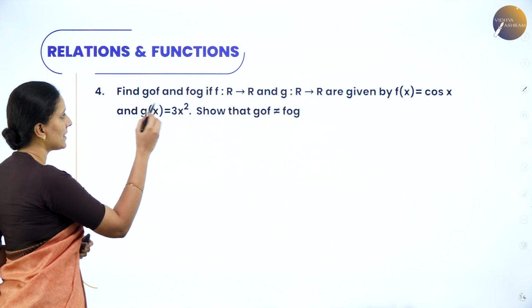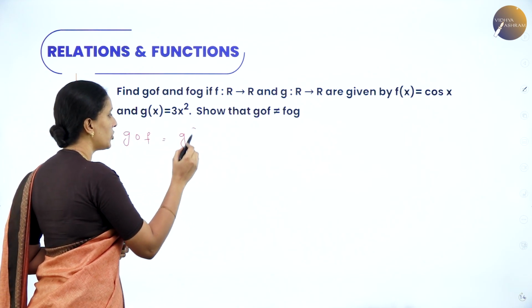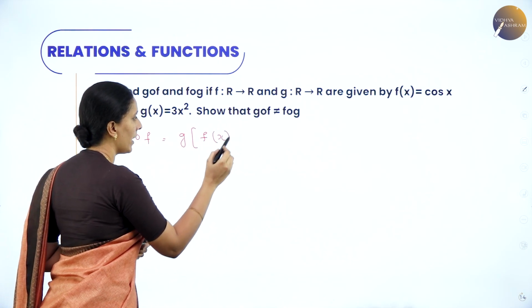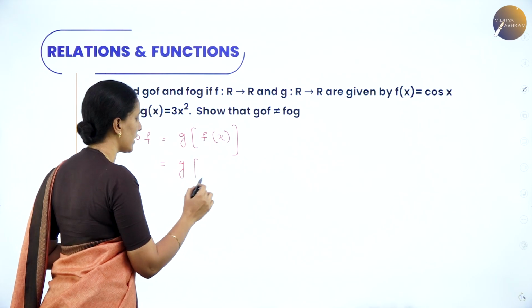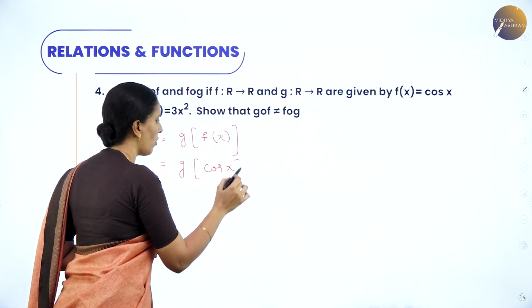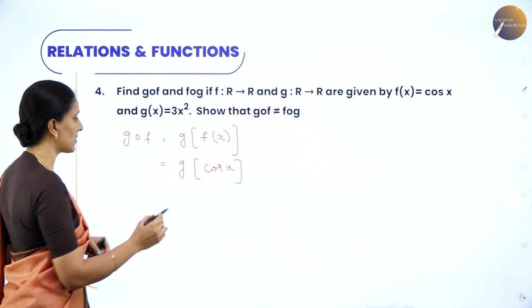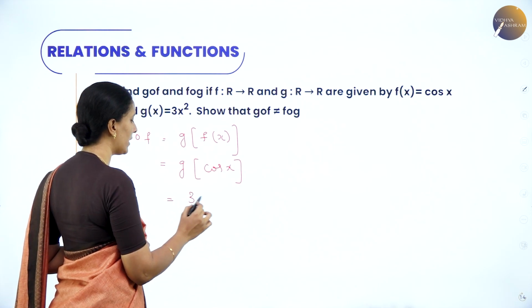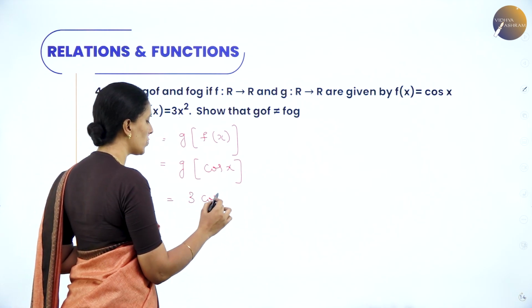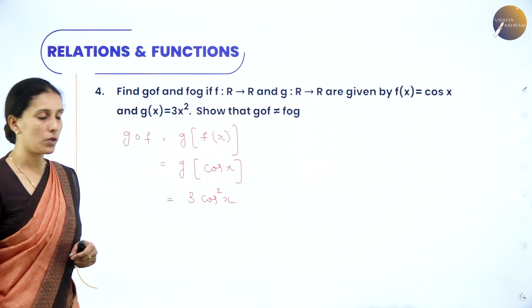Now let's take g naught f, which means g of f of x. f of x is given in the form of cos x. So, we'll write g of cos x. And g of x is written in the form of 3x square. That means in the place of x, you have to write cos x. So, we will get 3 times cos x whole square, which means cos square x. So, g naught f is 3 cos square x.